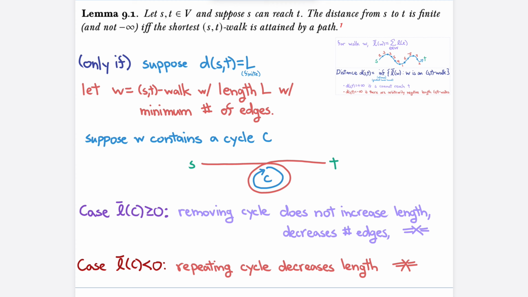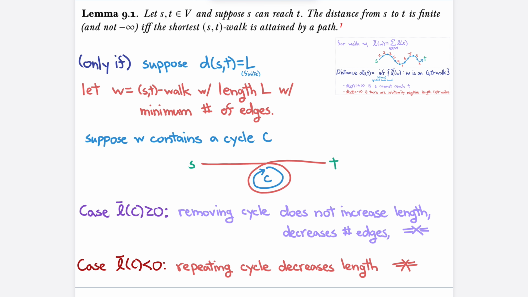So in one case, you have a positive cycle or non-negative cycle. Okay, this also captures the zero length cycles. If you remove the cycle, you're not going to increase the length, right? Because it's a non-negative length that you're removing. If you're removing something non-negative, it's only going to go down. But you decrease the number of edges. And this was supposed to be the minimum number of edges, as a tiebreaker.